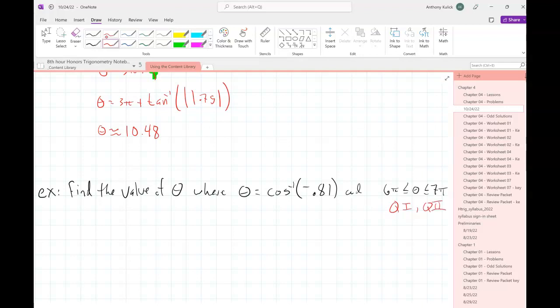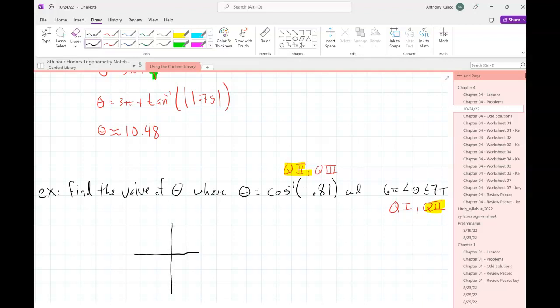And what quadrants is cosine negative? Remember, cosine is the x-coordinate on the unit circle. What quadrants is the x-coordinate negative in? 2 and 3. So where is our answer then? Has to be quadrant 2, the only one that agrees with both of them.